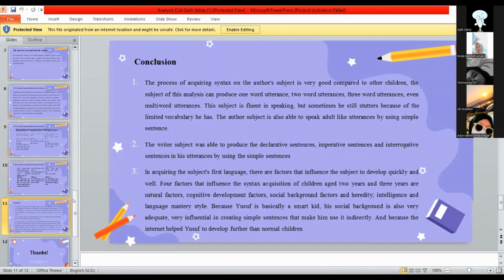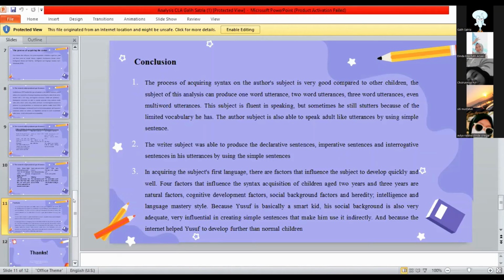So the conclusion. There are three conclusions. The first one, the process of acquiring syntax in the author's subject is very good compared to other children. The subject of this analysis can produce one-word, two-word, three-word, even multi-word utterances. This subject is fluent in speaking, but sometimes he still stutters because of the limited vocabulary he has. The subject is also able to speak in adult-like utterances by using simple sentences.